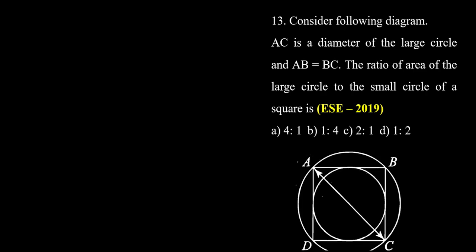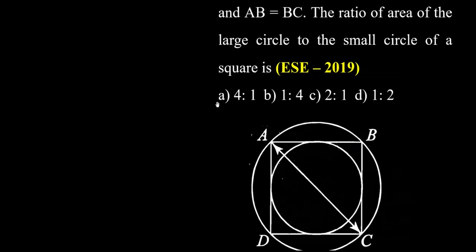What's the answer? See the diagram, my dear friend, big circle, small circle relationship. Area of the large circle divided by the area of the small circle. See the diagram, what might be your answer? The question is what? Ratio of the area of the large circle to the small circle. Large circle divided by small circle, you can consider.